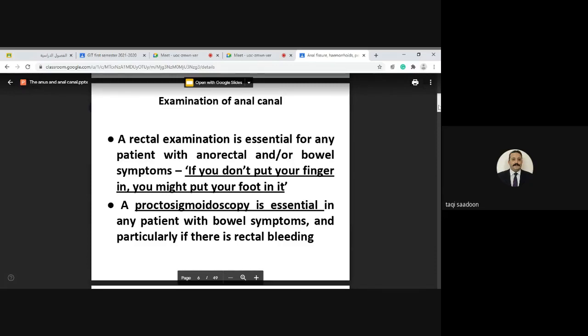And also proctosigmoidoscopy is essential. This is especially if the patient has rectal bleeding or chronic constipation, because the patient may harbor a tumor or other inflammatory disease like Crohn's disease or ulcerative colitis. فاحنا بالحقيقه مو مباشره عنده hemorrhoids وكذا واحد راسا يسوي surgery، اكو parameters هسه راح نشوفها.